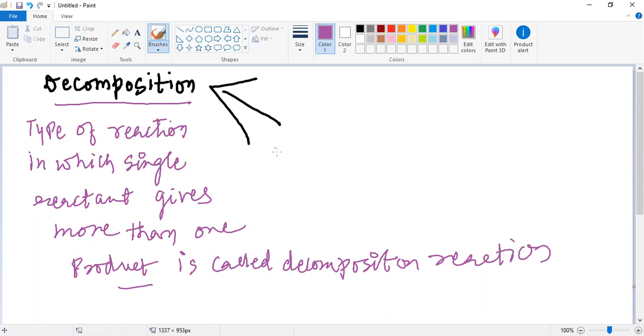What are the three types of decomposition reaction that we have studied, बच्चों? हमने कौन से तीन प्रकार के decomposition reaction पढ़े? What are the three various types of decomposition reaction that we have studied?